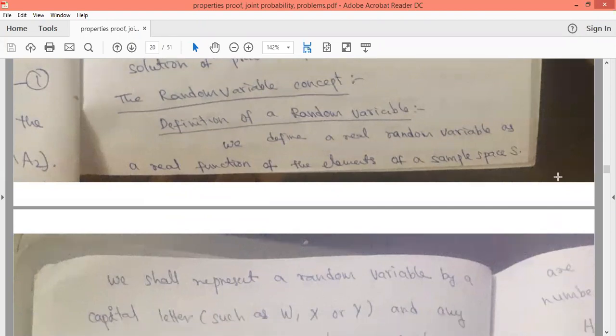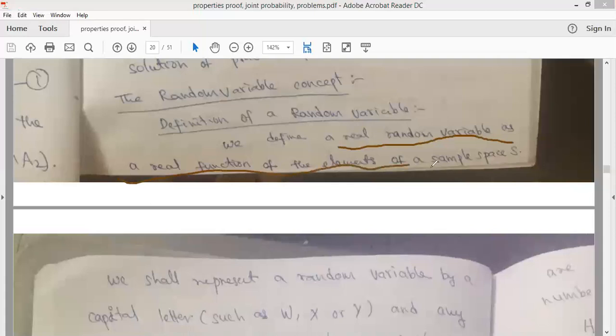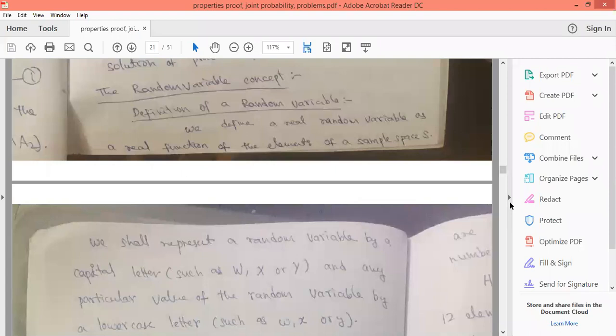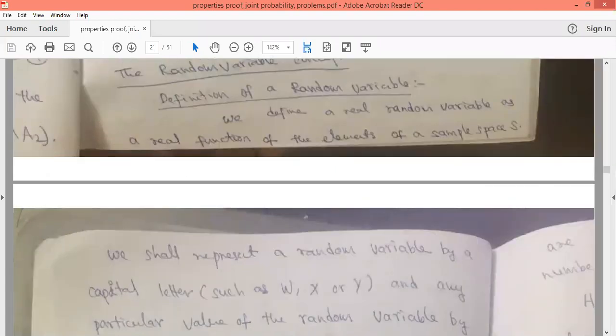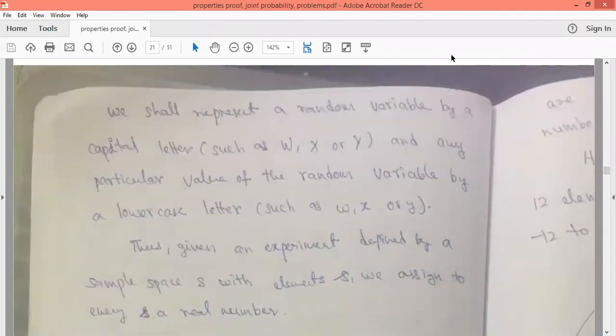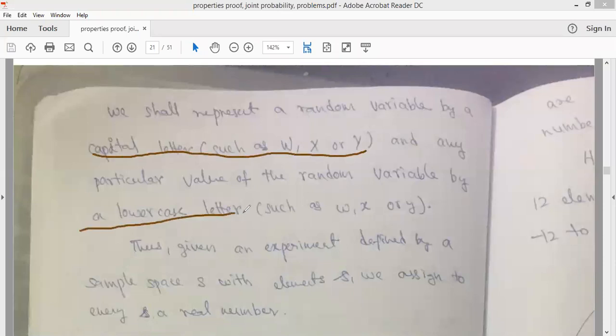Now we discuss what a random variable is. Here we define a random variable as a real function of the elements of the sample space. We also discussed that random variables are denoted with capital letters, and the values of the random variable are denoted with lowercase letters.